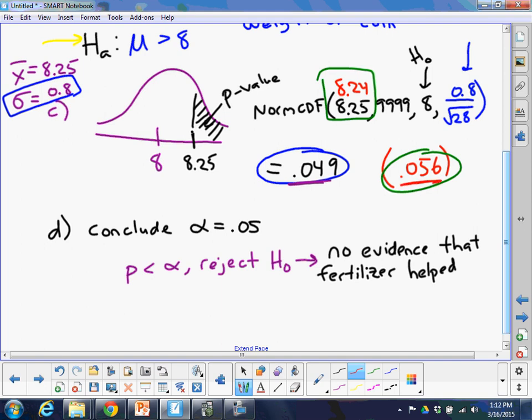Now if we use this one, in that case, P was actually a little bit bigger than alpha, and that's when we failed to reject H0.